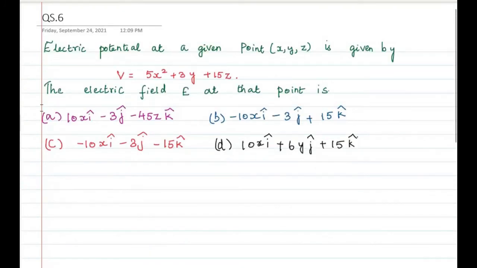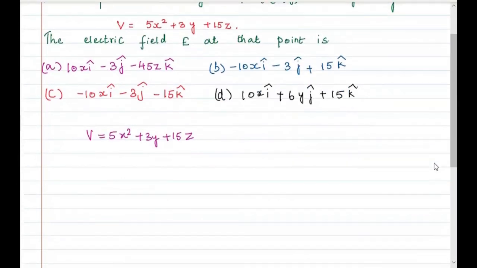Okay, next: the electric potential at a given point x, y, z is given by V is equal to 5x square plus 3y plus 15z. Find the electric field E at that point. Electric field E is equal to minus dV by dr.